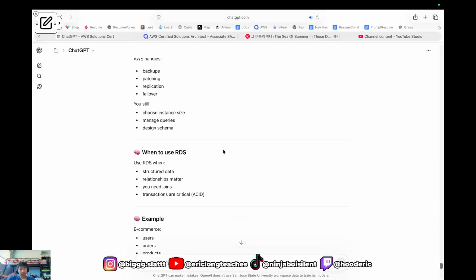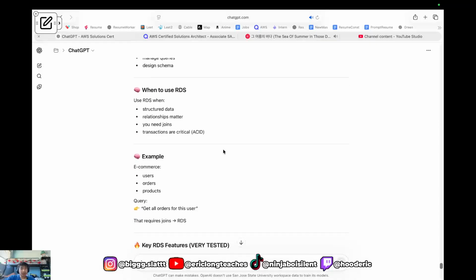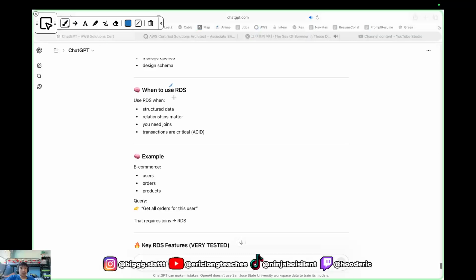So when should we use RDS? We should use RDS when we have structured data, relationships matter, we need joins, and ACID principles are crucial, which stands for relational database system.